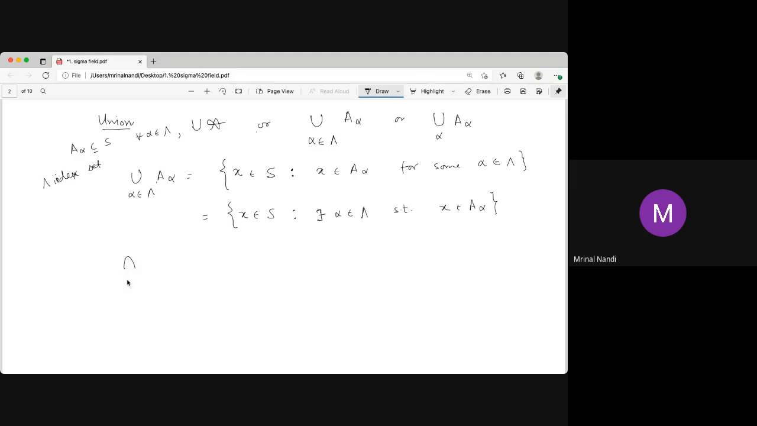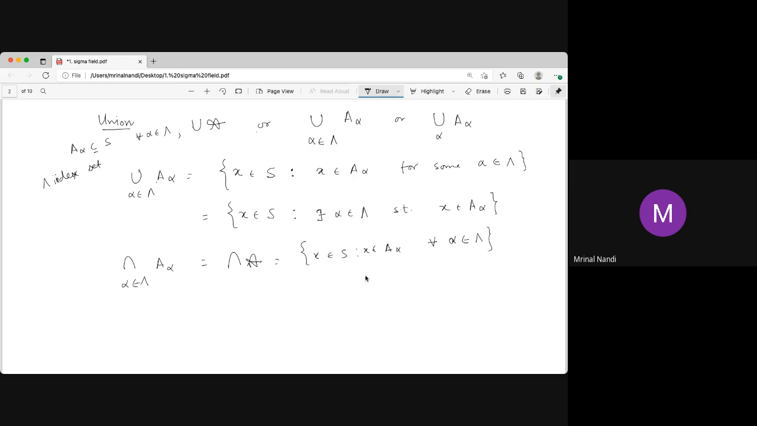Similarly, what is the definition of this? Intersection is the arbitrary intersection. This is again clear. This collection is the set of X such that X belongs to A alpha for all alpha. Now it's for all.